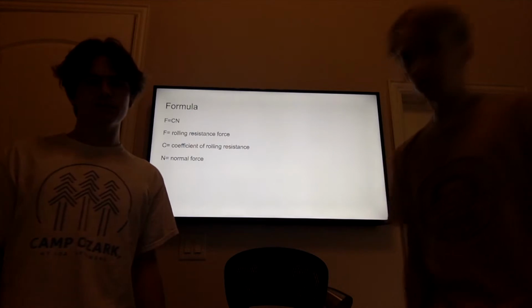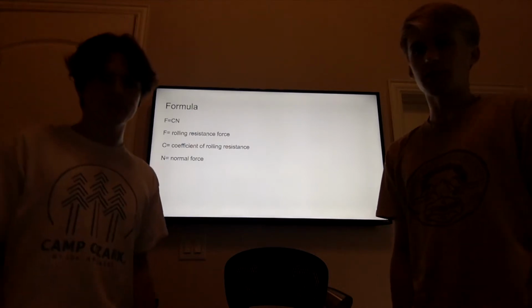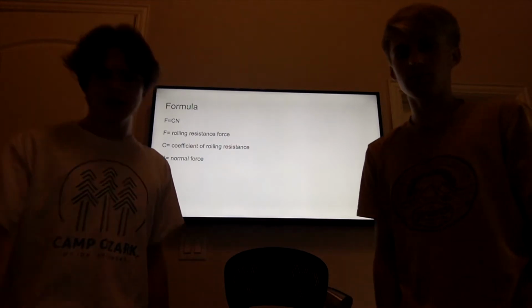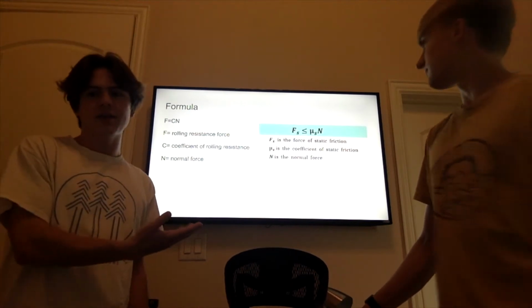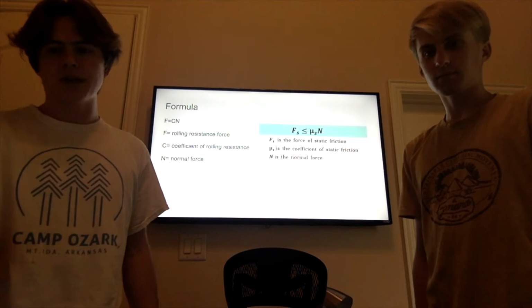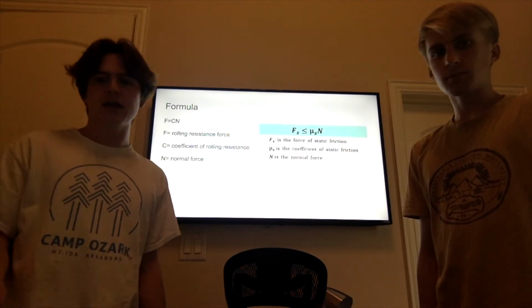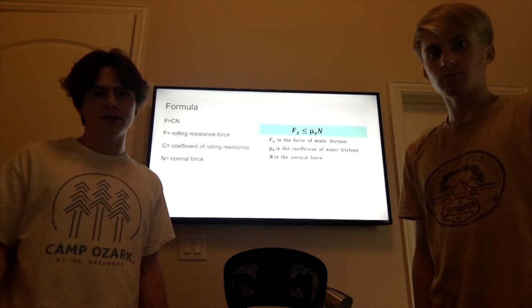So using this formula, we can calculate the rolling resistance of each tire, and then we can use those numbers to compare the amount of force and efficiency of both sets of tires. And if you think this formula is familiar, it's because it is. It's the same thing as static friction, where F is the force of static friction, mu of S is the coefficient of static friction, and N is the normal force, because rolling resistance is essentially static friction.